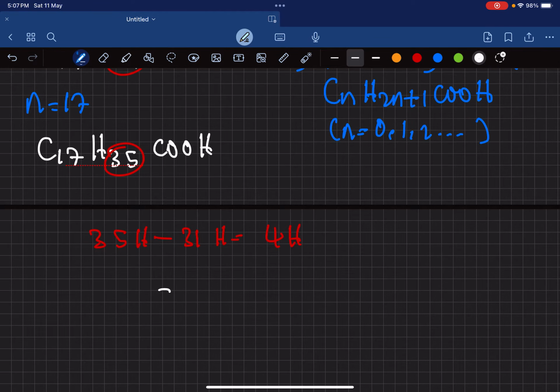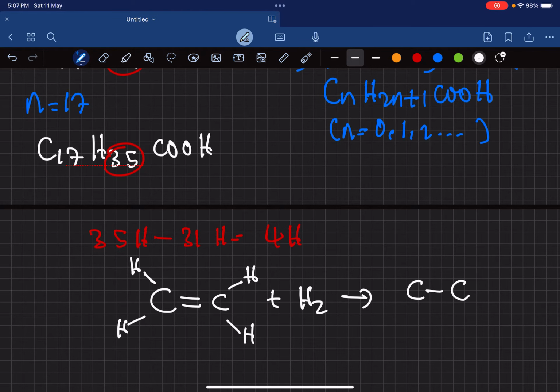You see, every time there is a double bond, if you want to undouble bond this, or saturate this, you add hydrogen. How many hydrogens are you adding? 1 mole of hydrogen molecule. So this is 2 hydrogens, so 2 hydrogens for every 1 double bond. So 4 hydrogens means in this molecule there are 2 double bonds. Is that clear? That's what it means.